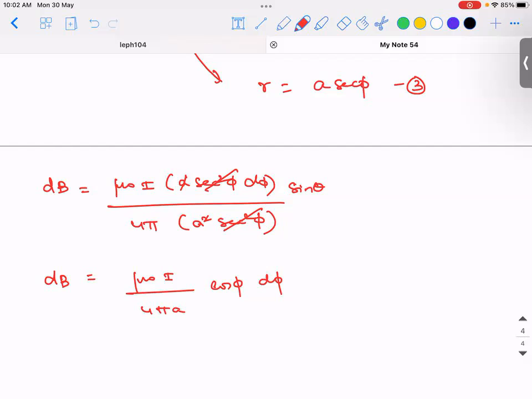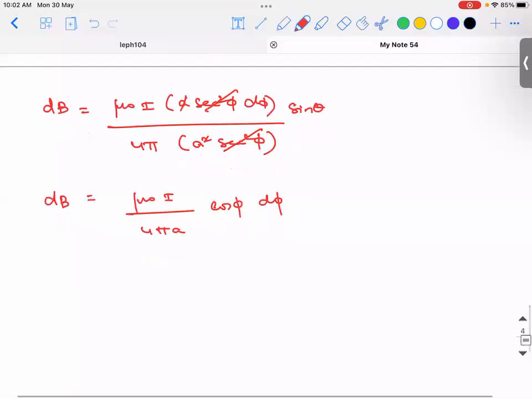Now observe this expression. dB has now been converted into one variable. Mu naught by 4 pi is a constant, I is a constant, A is a constant. Cos phi with respect to phi, you can integrate it. So when I integrate, I need to take proper limits.